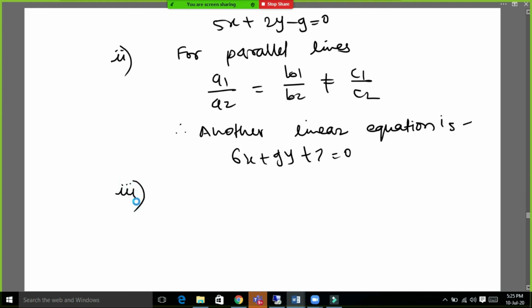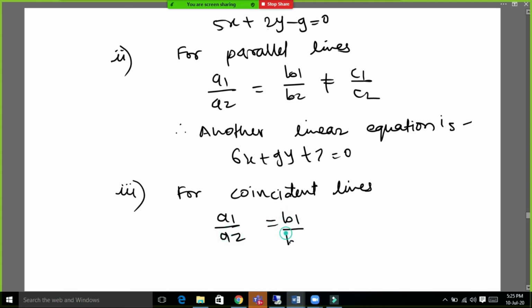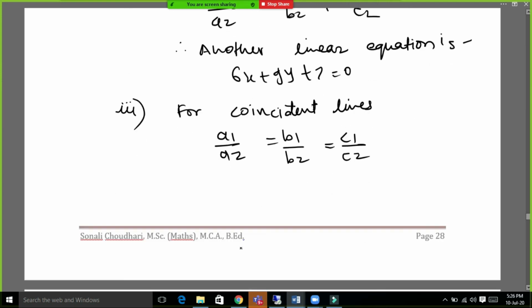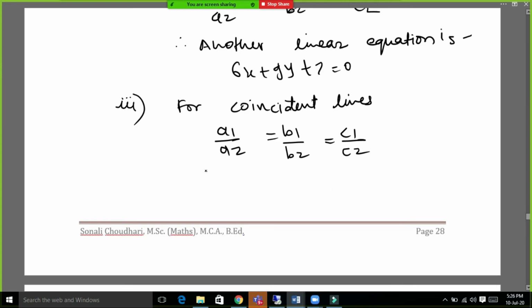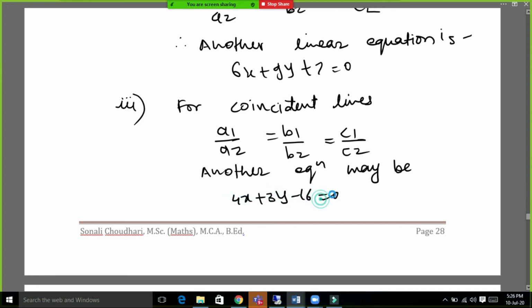Now we go for the third. Third is coincident lines. So for coincident lines, we have a1 upon a2 is equal to b1 upon b2 is equal to c1 upon c2. So another equation of a line may be taken as, we can form infinitely many lines. So another equation we take 4x plus 3y minus 16 is equal to 0.